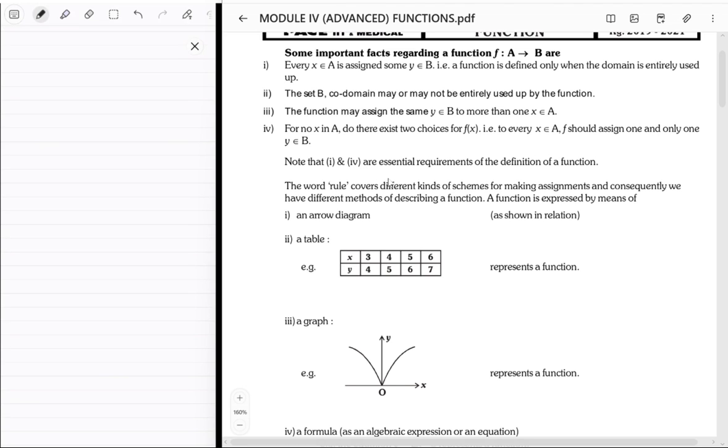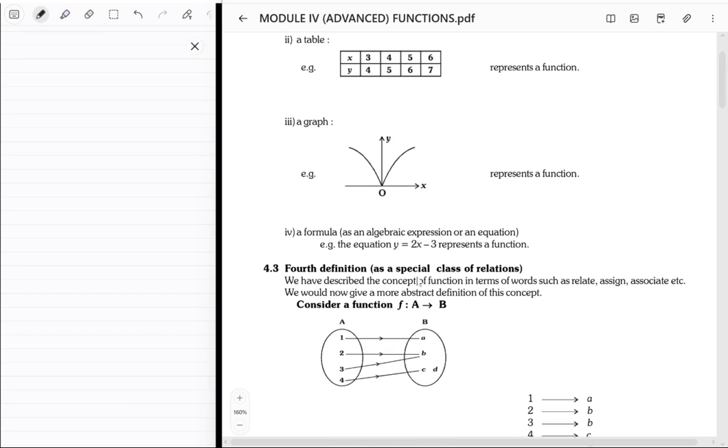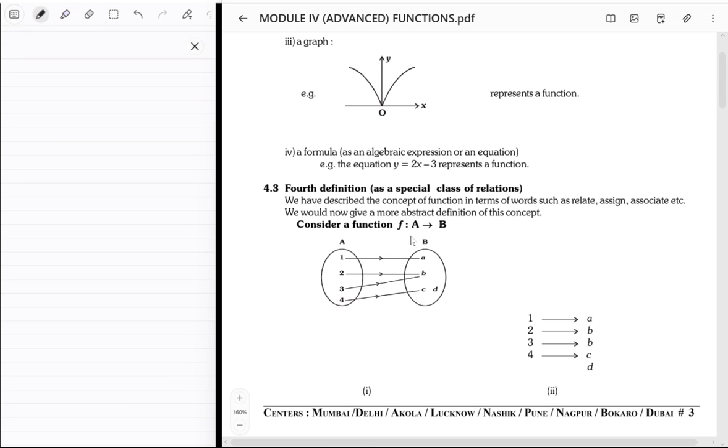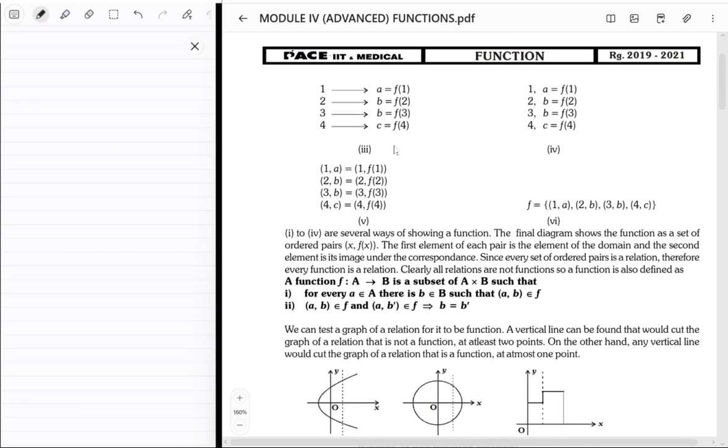Note that 1 and 4 are essential requirements for the definition of a function. The word rule covers different kinds of schemes for making assignments, and consequently we have different methods of describing a function. A function can be expressed by means of an arrow diagram, a table, a graph, or a formula as an algebraic expression. The fourth definition is a special case of relations we have described. Okay, we already know this, we don't need to do that.